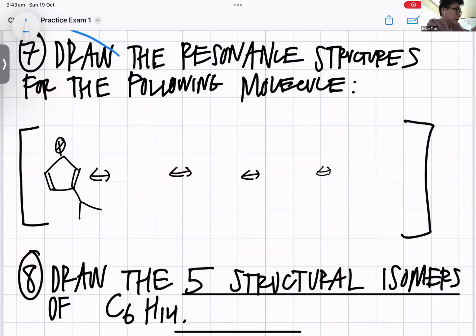Before Kahoot, I want to give a quick overview of Newman projections and chair conformations. Okay, then another big topic would be free radical halogenation.